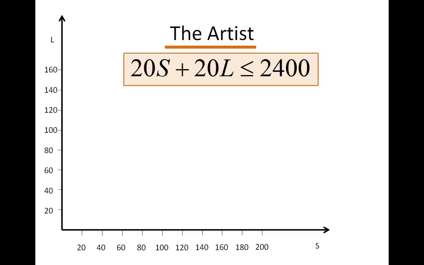So let's try and graph this problem. On the axis we have S and L, our quantities of production. Now, the first constraint is the artist constraint. 20S plus 20L is less than or equal to 2400. That means we can at most produce 120 small vases, or at most 120 large vases. Joining these two points by a line yields our first constraint, the constraint for the artist.